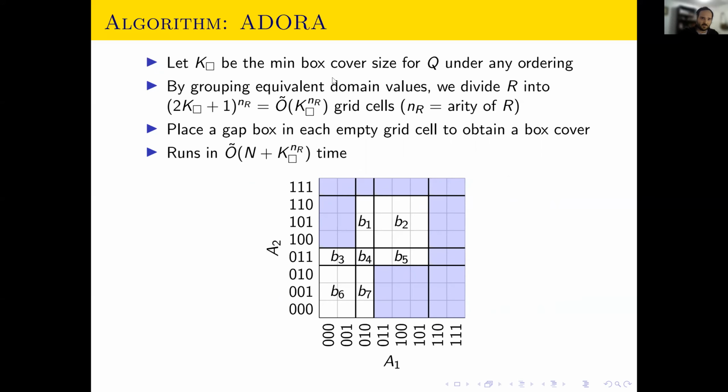And so if K box is the minimum box cover size for Q under any ordering, then the number of grid cells we generate is bounded by 2 times K box plus 1 to the power of NR, where NR is the arity of R. And this is tilde of K box to the power of NR. We then place a gap box in each empty grid cell to obtain a box cover. So that's what the boxes B1 through B7 represent in this diagram. And this whole process runs in tilde of N, the input size, plus K box to the power of NR time.